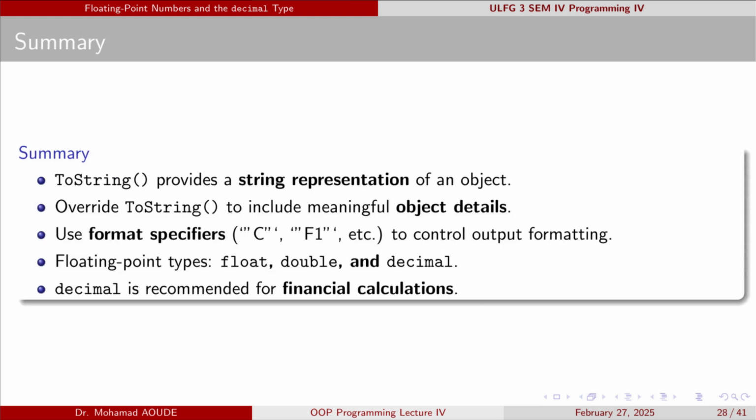Key takeaways so far: override toString for human-readable object descriptions. Use format specifiers to control numeric output. Choose between float, double, and decimal carefully based on precision needs. Professional software isn't just about making things work. It's about making things accurate, clear, and reliable.